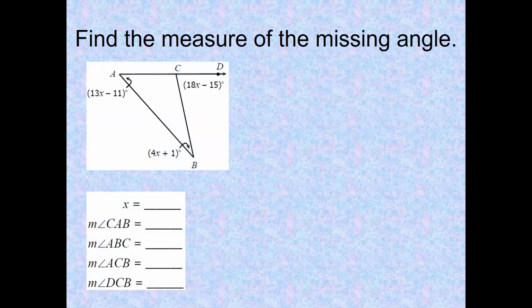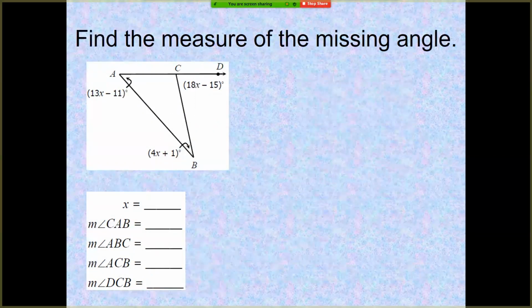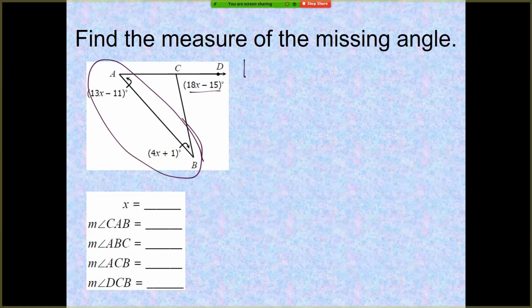So here's a problem that they've added in Algebra 2. We're going to find the measure of these angles. The first thing we've got to do is find x. To find x, the first thing we want to do is say that our two interior angles here are going to equal the exterior one here. So we know that 13x minus 11 plus 4x plus 1 has to equal that exterior angle of 18x minus 15.